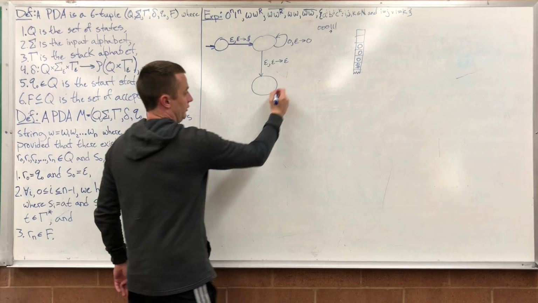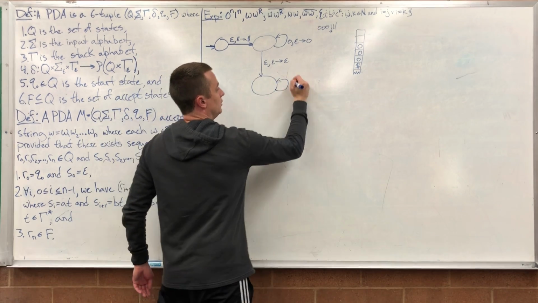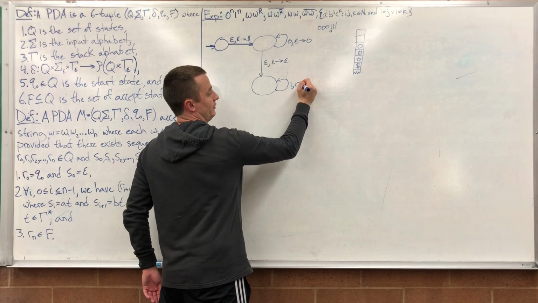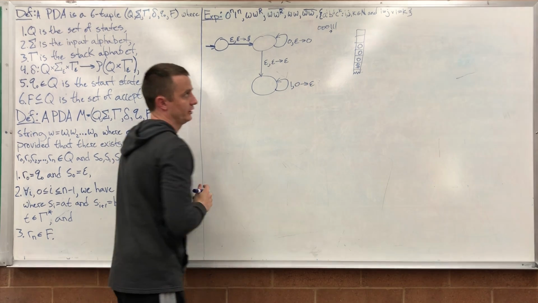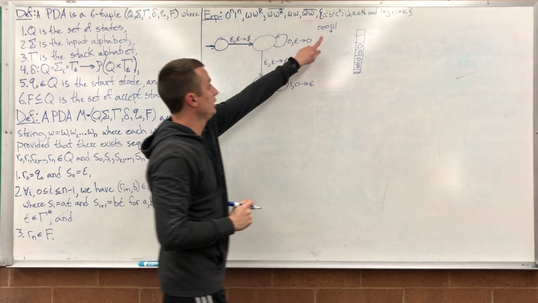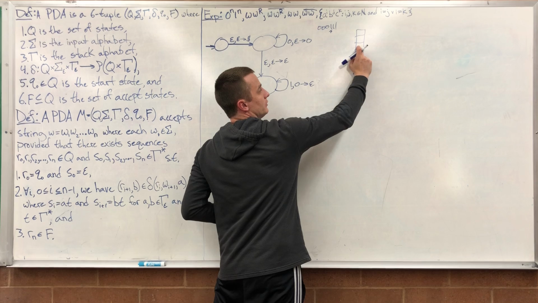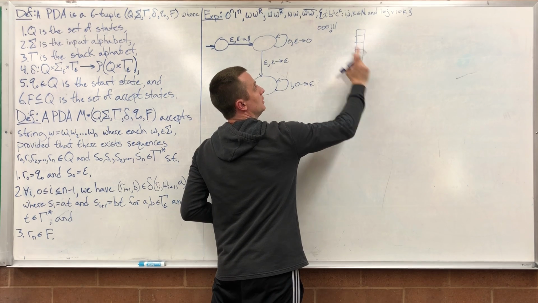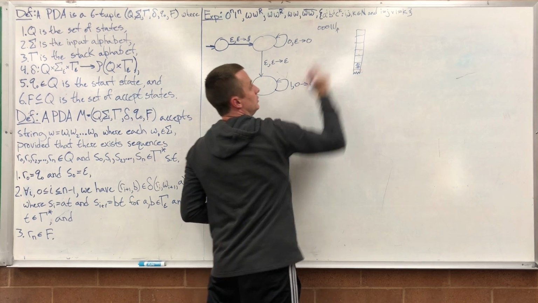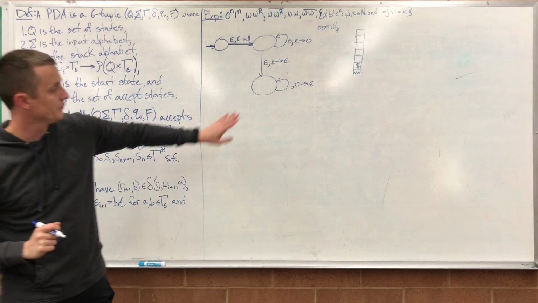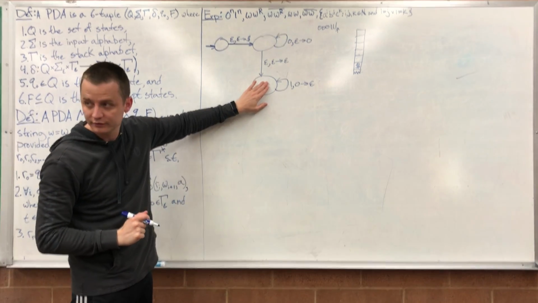Now down here, what am I going to do? Every time I read a 1, I'm going to pop a 0 off the stack, and I'm going to push nothing onto the stack. So now I'm going to read that one, read that one, read that one, and every time I read a 1, I pop a 0 off the stack. So I pop that 0, pop that 0, pop that 0. So now we're done with our input, having read three zeros, still in this state.